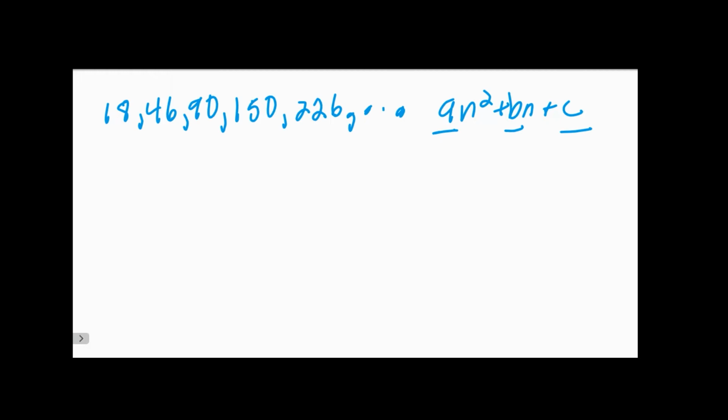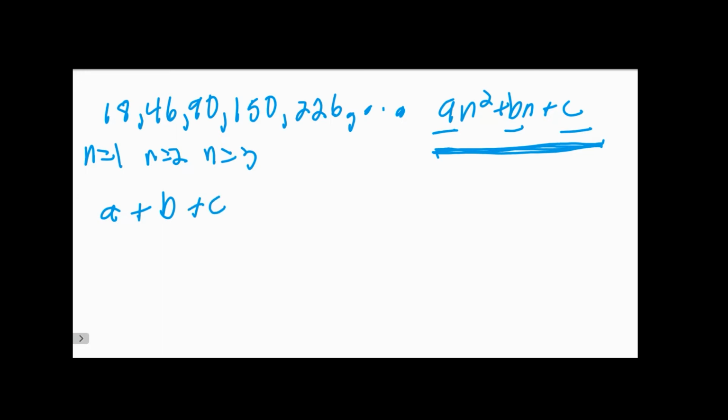I'm going to construct 3 equations from the simple fact that when n is 1, I should get 18, when n is 2, I should get 46, and when n is 3, I should get 90. So I can plug in 1 for n here. That'll be a times 1 squared, that's a, plus b times 1, that's b, plus c. And that should equal 18, because when n is 1, I should get 18.